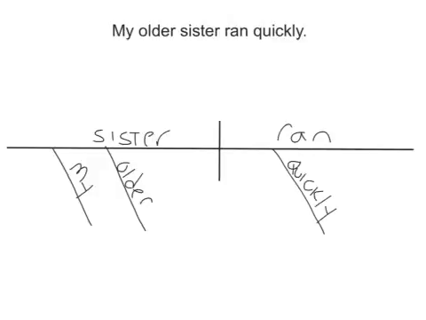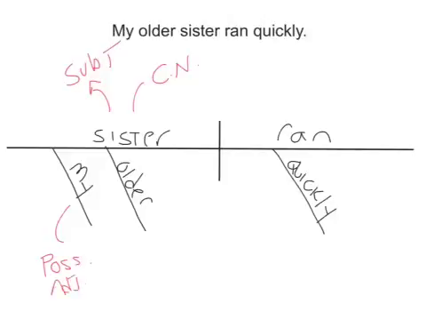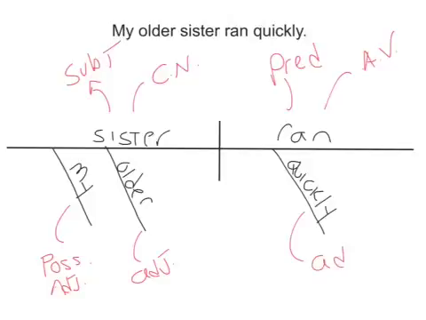And now we just have to add the parts of speech. Sister is a common noun. It's also in our subject. My is describing sister, so this is a possessive adjective. And she is older, and that's an adjective because it's describing sister. Ran is an action verb because it's what someone did. That's also part of our predicate. How did she run? Quickly, so it's describing a verb, so it must be an adverb. That's another easy one.